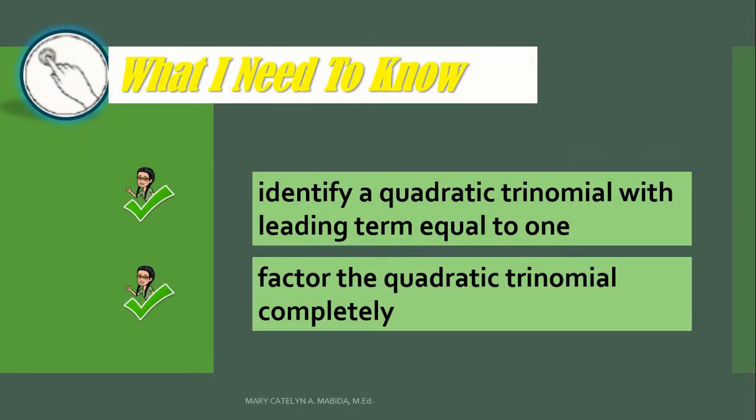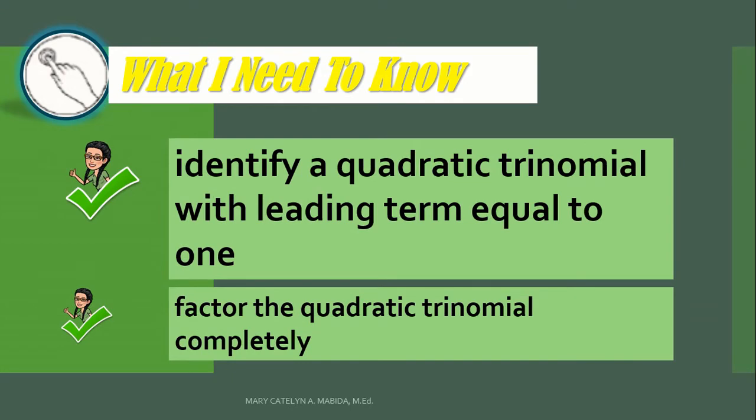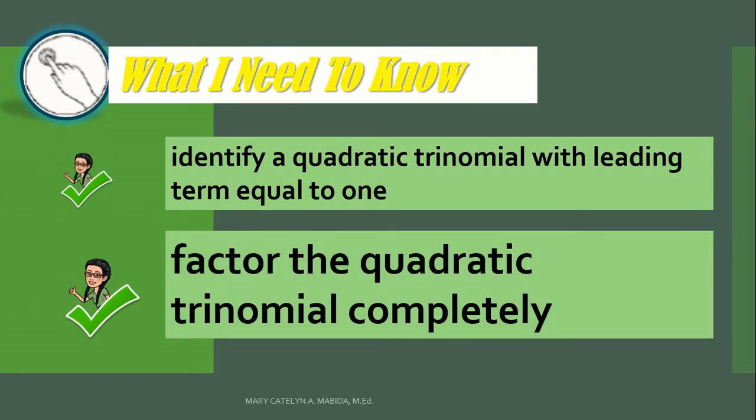Here's what you need to know. At the end of this lesson, you are expected to identify a quadratic trinomial with leading term equal to 1 and factor the quadratic trinomial completely. And let's go!